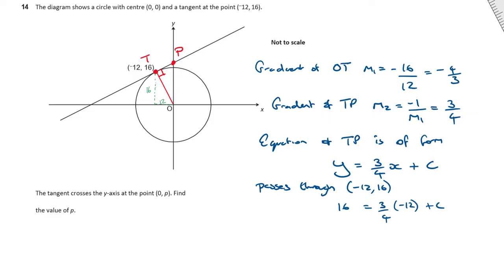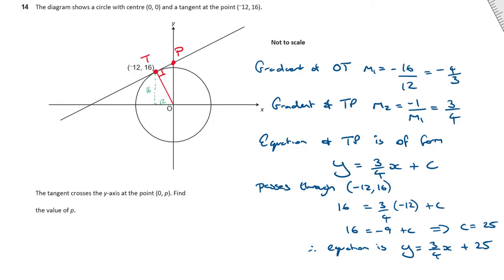Okay, what's 3/4 of minus 12? Minus 12 divided by 4 is minus 3, times 3 is minus 9, so that's 16 is equal to minus 9 plus c, so that gives me that c is equal to 16 plus 9, which is 25. And actually that is the value we're looking for, isn't it? Okay, so the equation, just finishing this off, although we don't really need to, is y is equal to 3/4 of x plus 25.